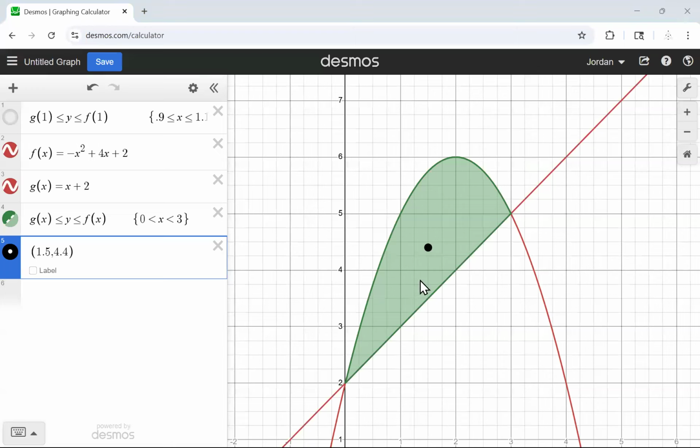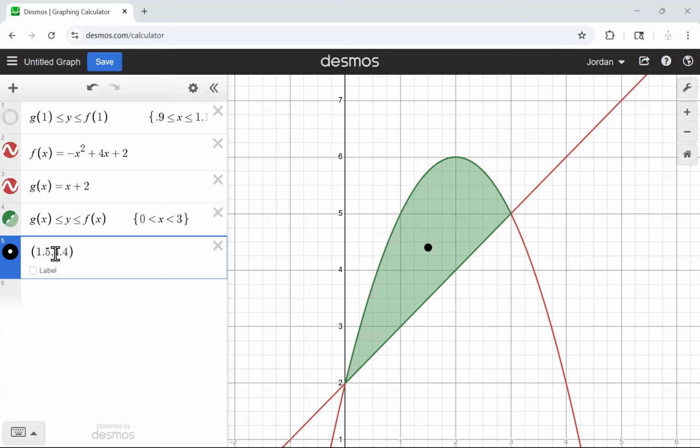By the way, we can always graph this and just visually see if it makes sense that that is the center of mass, left and right and up and down. 1.5 comma 4.4 is right here. And that looks to be the center. Obviously, the edge over here is a little bit closer, but it's also thicker over here and thinner over here. So it does appear to be the center, at least visually speaking.